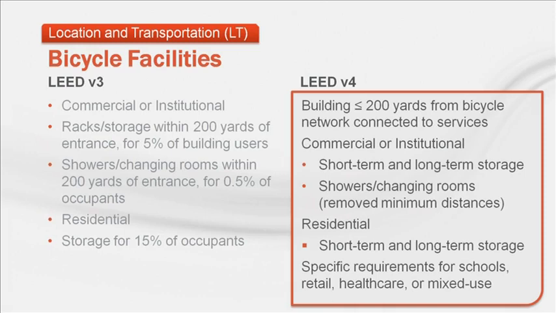Now, this credit still requires bike racks or storage, but the requirements are more tailored to the type of building. And finally, it still requires showers and changing rooms, but the minimum distance from the building entrance has been removed. This allows more flexibility in building layout, as well as the plumbing system design.